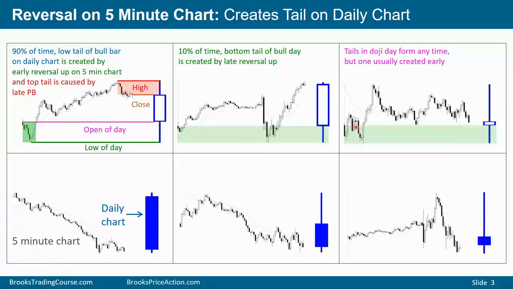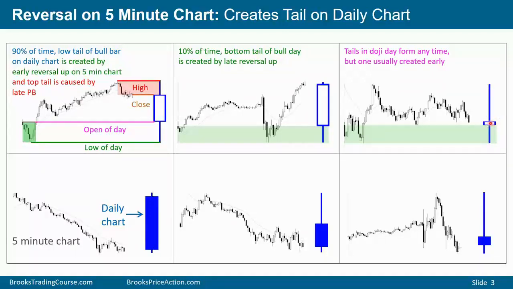Trading range day, here's the open, there's the low, here's the open, here's the high. Big tail on the bottom, here's the high, here's the close. That's the top of this white box. When you look at this bar on the daily chart, you don't know that the bottom tail was formed early in the day and the top tail came after the bottom tail. But you know that one of the tails was probably formed early in the day.